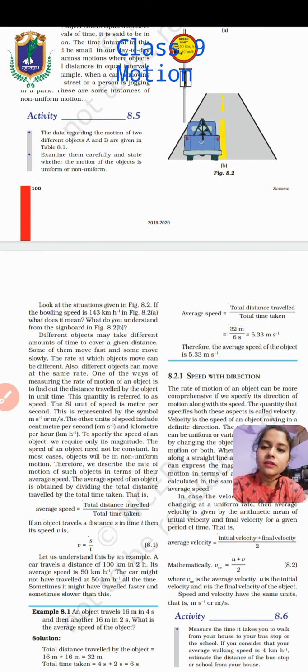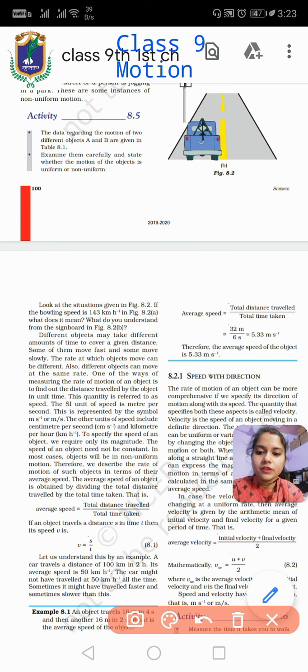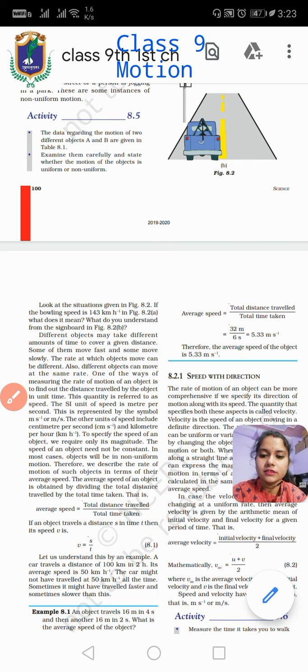It is called speed, and the definition of speed is the total distance traveled by an object divided by the total time taken, and symbolically v is equal to s by t. It is the definition or formula of speed. It is very important for your exam. And let's start the next topic.